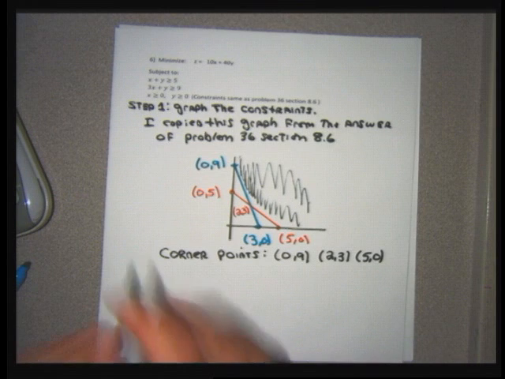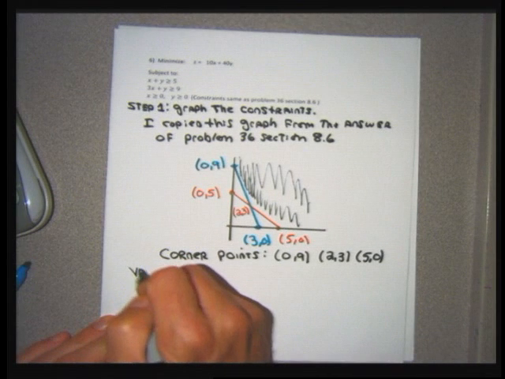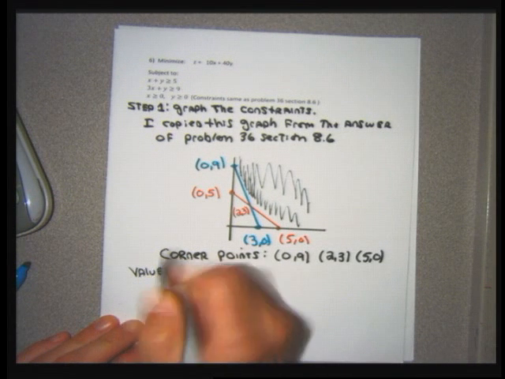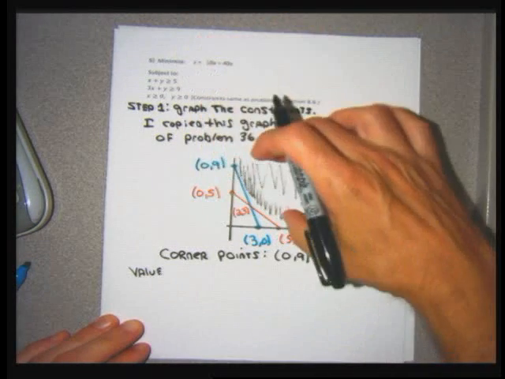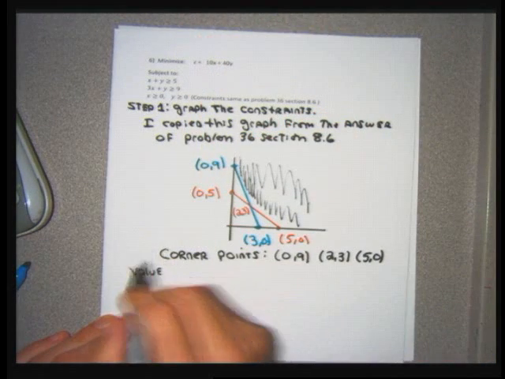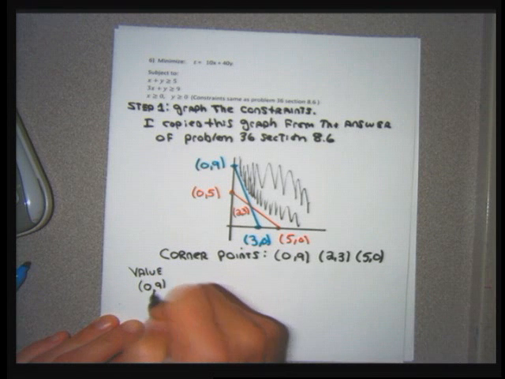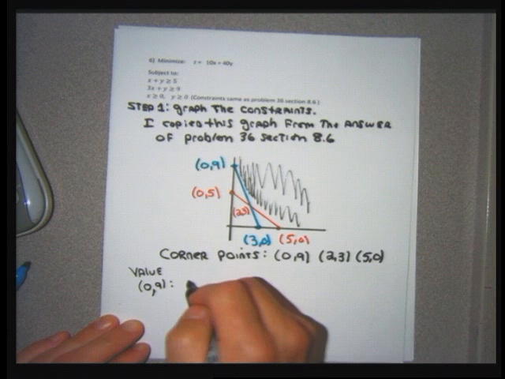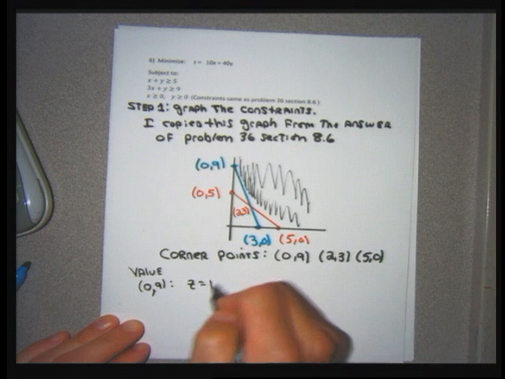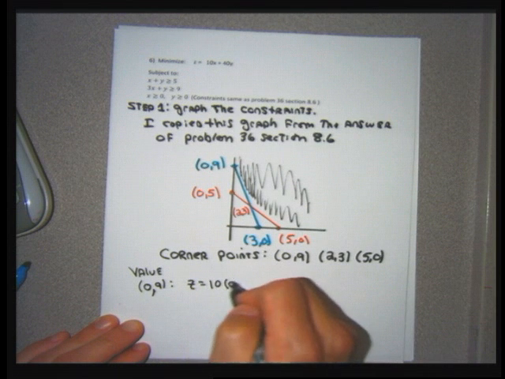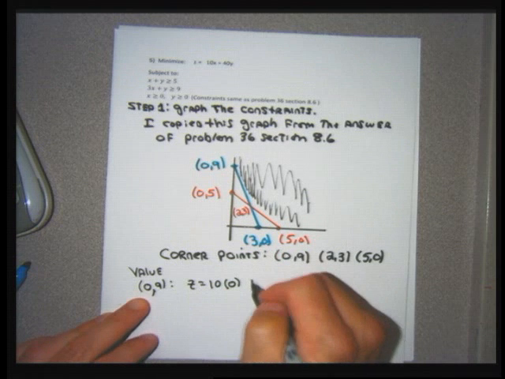Nevertheless, the solution for any linear programming problem, once you've graphed the constraints, shaded, found the corner points, you're going to take each of the corner points and plug them into the function that you're trying to maximize or minimize. In this case, I'm trying to find the smallest value of z because it says I'm minimizing. I'm going to plug in each corner point.